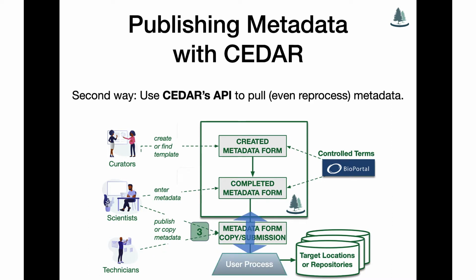A second way is to access Cedar metadata via the API. You can get all the metadata for any particular template that you have permission to see, and you can reprocess that metadata outside of Cedar as needed to provide it to other systems.